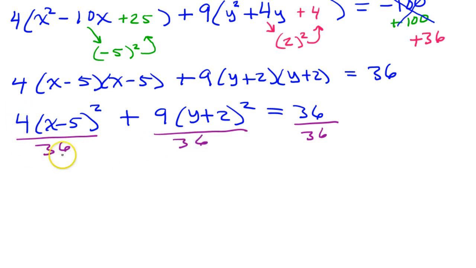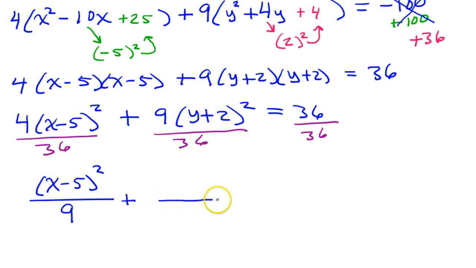Now we're basically reducing these fractions. 4 over 36 would reduce down to 1/9. So that's why I'm going to have x minus 5 squared over 9. Similarly, 9 over 36 would reduce down to 1/4. So that's why I'm going to have y plus 2 squared over 4 is equal to 1. So this is the equation that we were looking for.